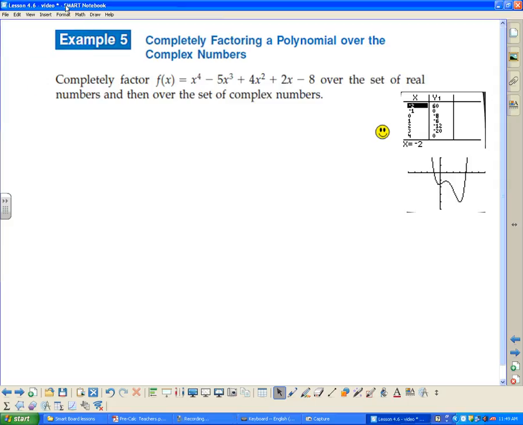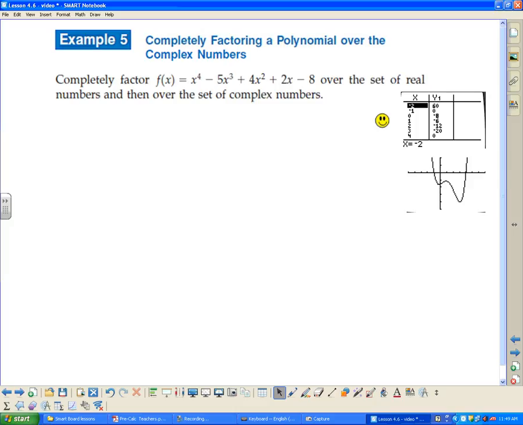Okay, so now we're going to go ahead and finish up lesson 4.6 in our pre-calc book, doing example 5, where we're going to completely factor a polynomial again, but we're going to do this over the real numbers, as it says here, and then over the set of complex numbers. So we're going to show how to do that. And the first thing we want to do is find any real zeros we can.